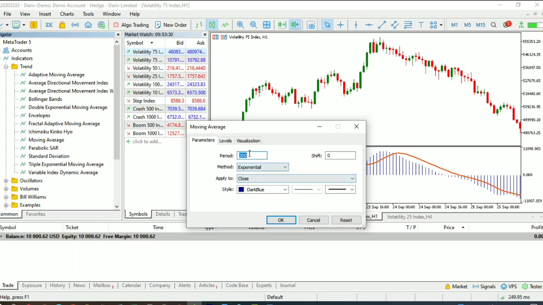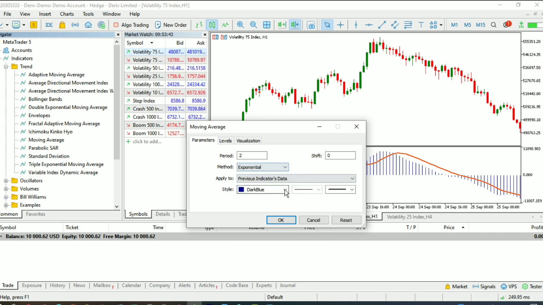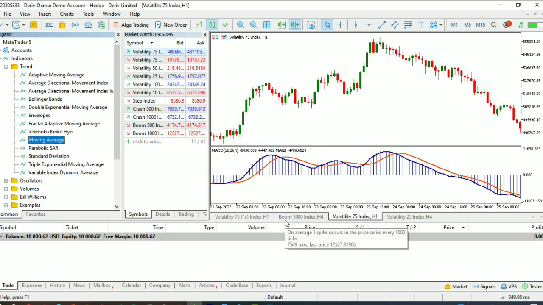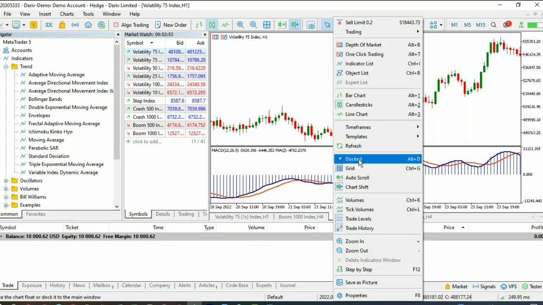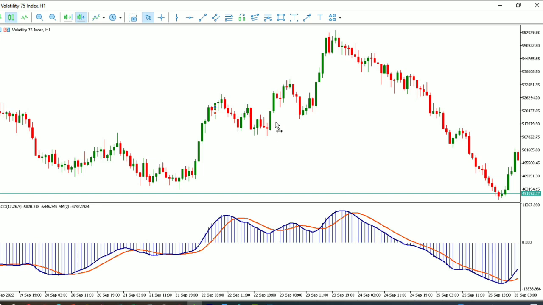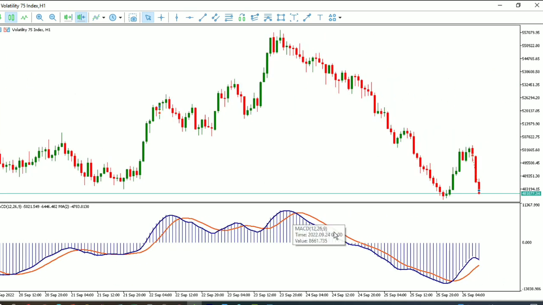Once you do that, you put the period 2 for this one, and then you apply exponential and then apply to previous indicator's data. This is very important. Apply to previous indicator's data, and then you click done. Once you do that, you're going to see the moving average, which is the blue line here, going on top of the MACD, right? So let's maximize the screen. Once you do this, you are going to see here we have the MACD and this line right here.